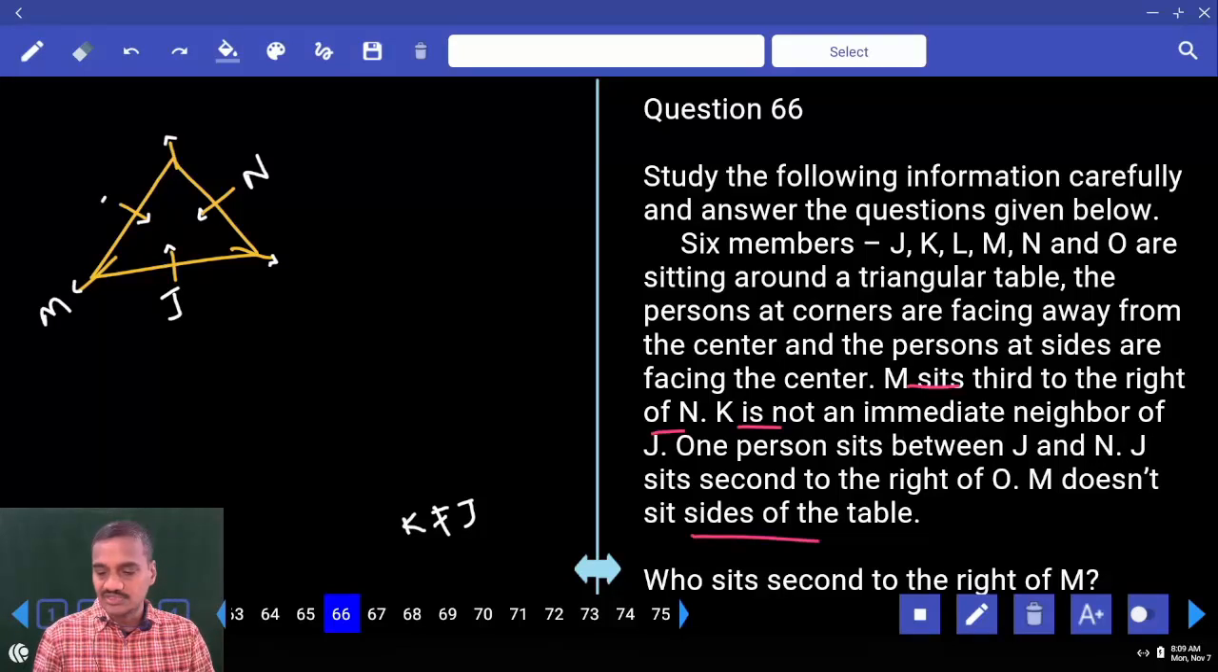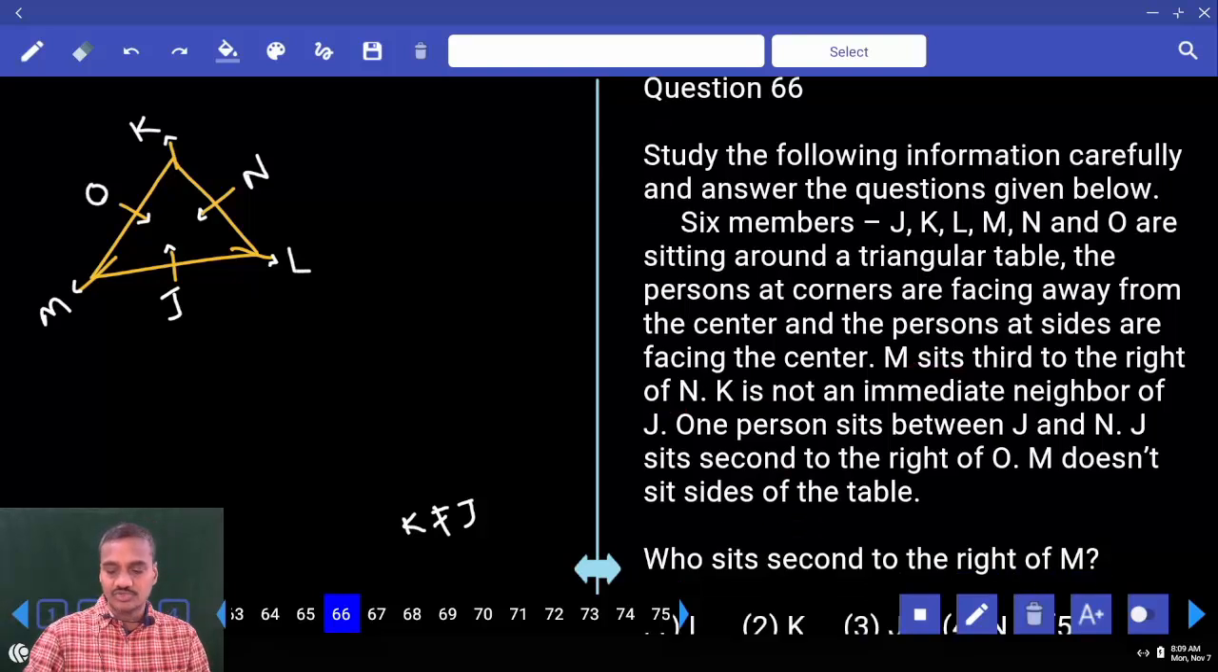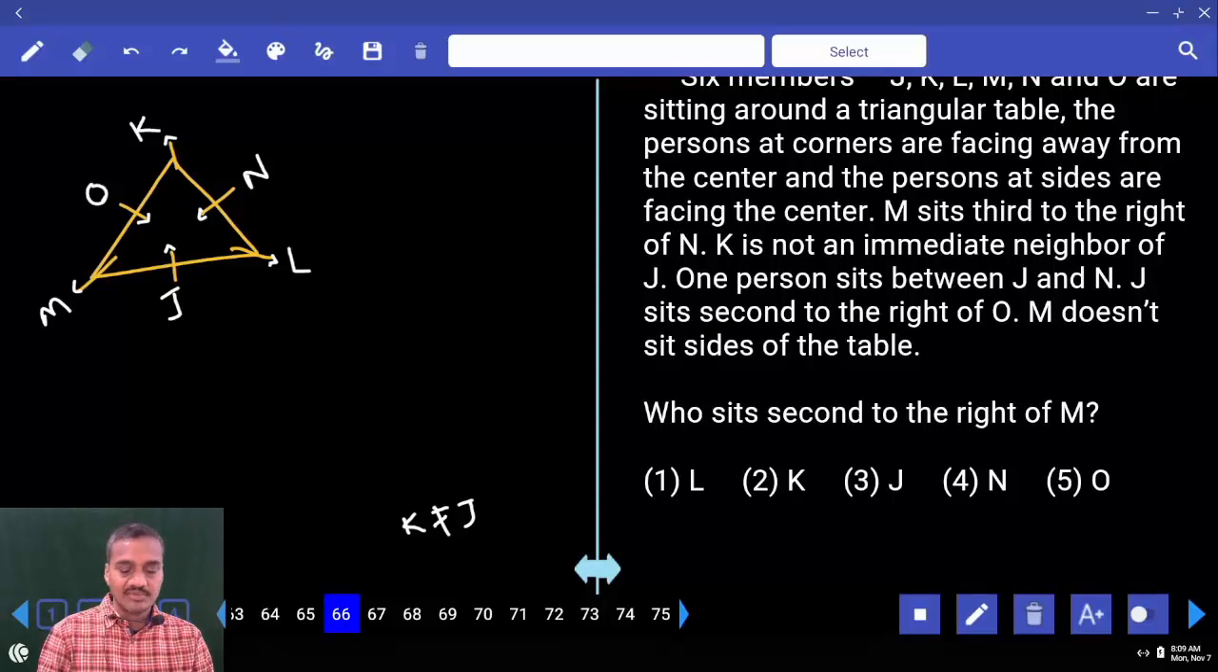One person between J and N, and J sits second to the right of O, so O is here. K is not an immediate neighbor of J, so K is here. Then who is the person left over? L is the person. Now according to this, who sits second to the right of M? K, that is choice 2, question number 66.